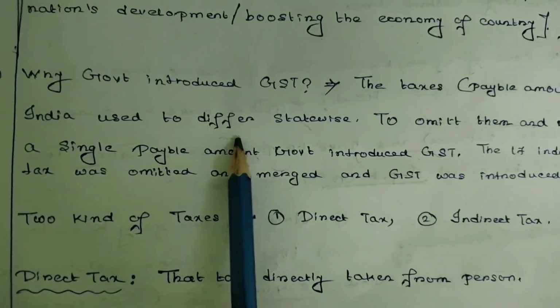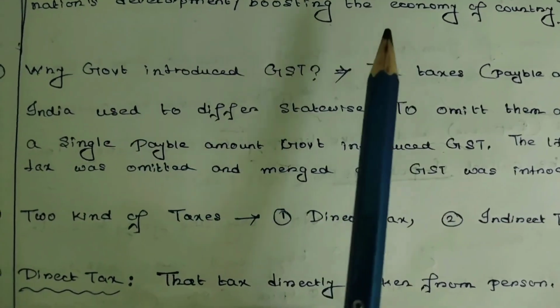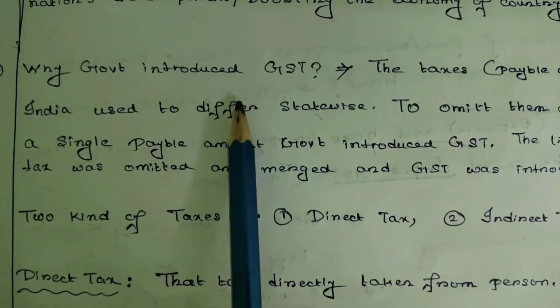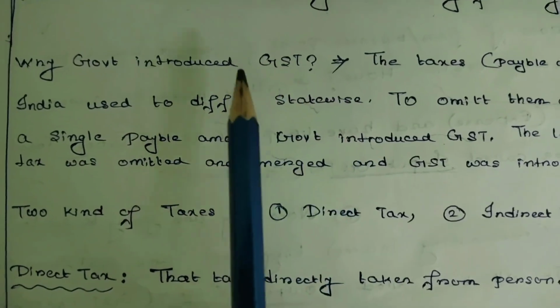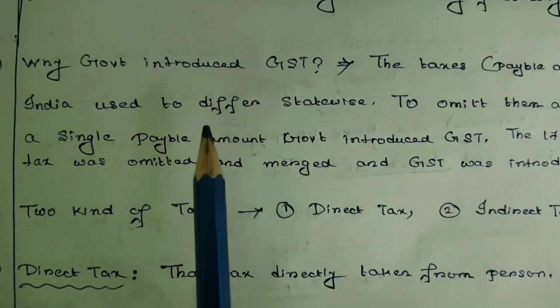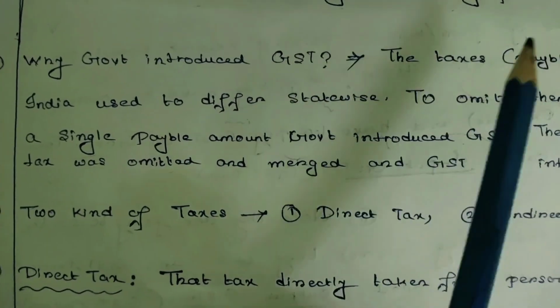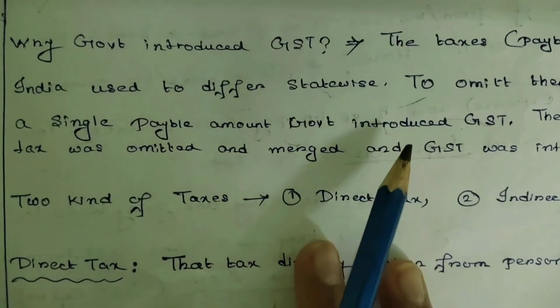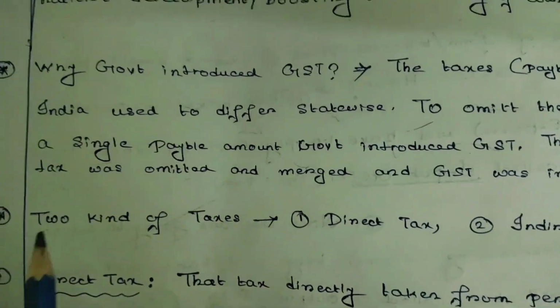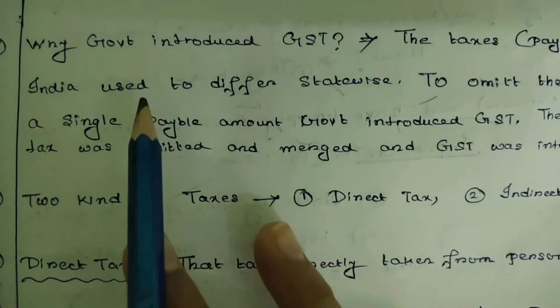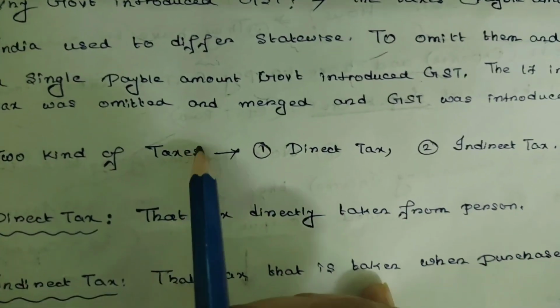Before GST was introduced, the taxes used to differ state-wise. To omit the difference in the payable amount and to merge all of that, the government introduced GST. And the 17 indirect taxes, we will see later when we learn about the two kinds of taxes.